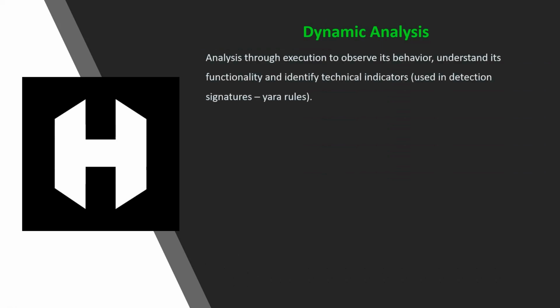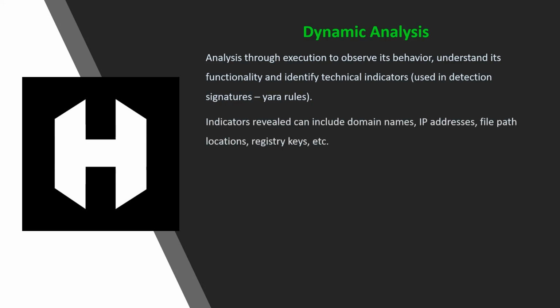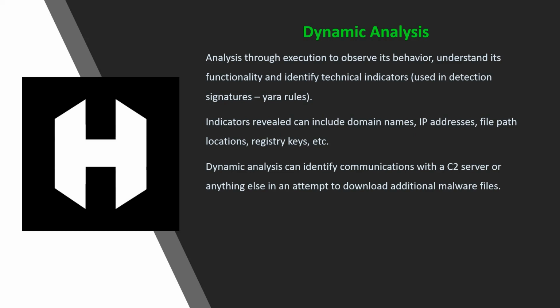Now, the second way to analyze malware is through dynamic analysis, and this is through code execution to identify its functionality and understand its technical indicators that are used in antivirus signatures. Now, these indicators can reveal things such as domain names, IP addresses, file path locations, and any type of registry modifications and things along those lines. Dynamic analysis can also reveal any type of communications with a C2 server in an attempt to download additional malware files. And some typical tools for dynamic analysis will include Wireshark, Process Monitor, and Process Hacker.